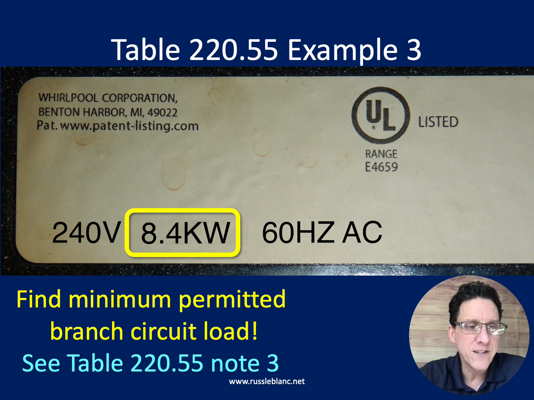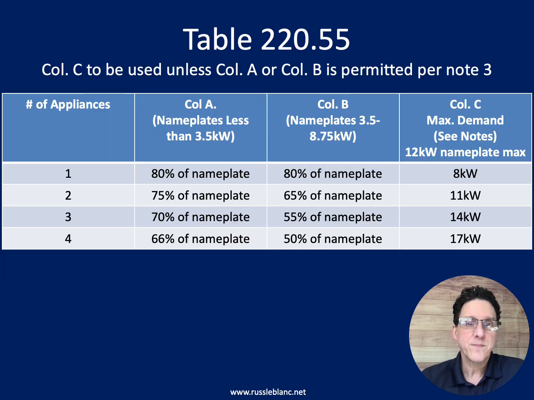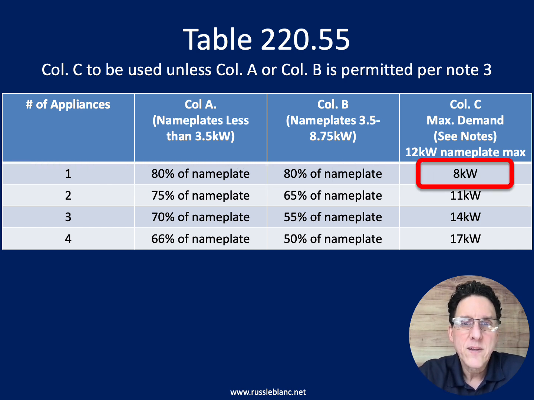All right, find the minimum permitted branch circuit load. Well, we've got to look at table 225, note 3. That's going to say use column A or B, whichever is applicable. Column C, you always have to use. Column C to be used in all cases. 8 kW, right? If we just want to take this and plug it into column C, we could say, hey, that's the load, 8 kW. Better than the nameplate, right? The nameplate was 8.4 kW.